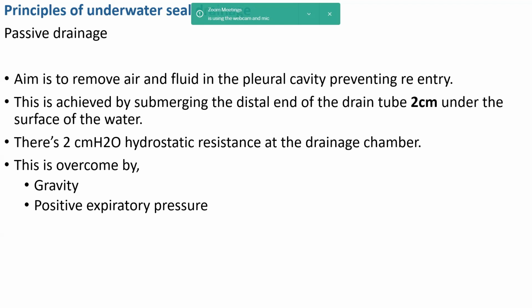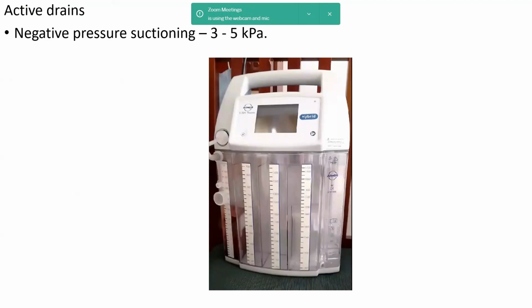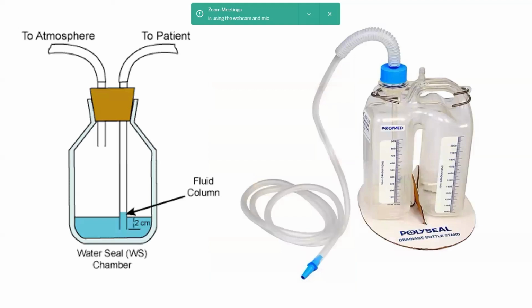There are also active drainage systems, like this commercially available active drainage system. That means in an active drainage system we artificially create a negative pressure outside, thereby draining whatever content is inside the pleural cavity. We also have some negative pressure systems in our unit, and there are some commercially available portable systems. This is also one of those. The pressure varies depending on the force that we apply. Usually it's about 3 to 5 kilopascals of negative pressure, minus 3 to 5.